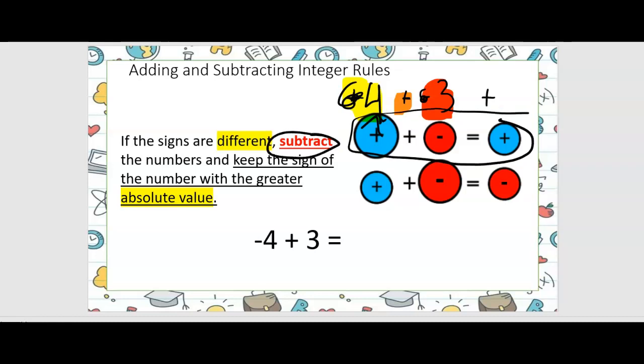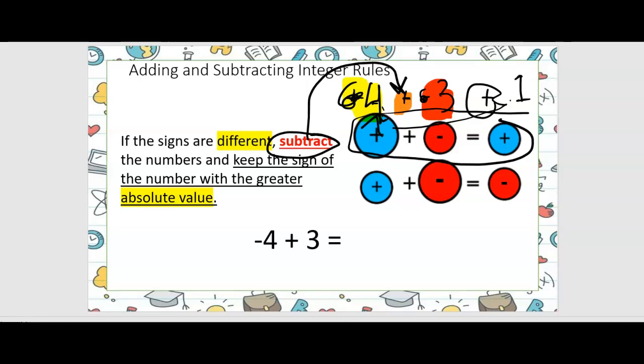But what do you do? You do the operation subtract. But it says add, Mr. Hoffman. I know, I'm sorry, that's what you do. 4 minus 3. This is the rules. You don't have to understand it, just do it. 4 minus 3 is 1, but since the 4 is bigger, it's going to be a positive 1. What if you make it the other way around?